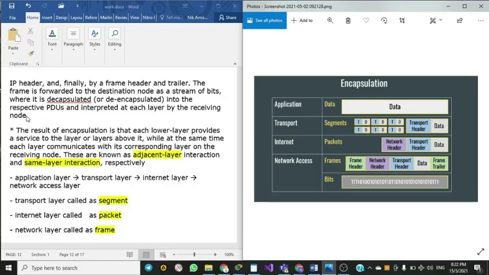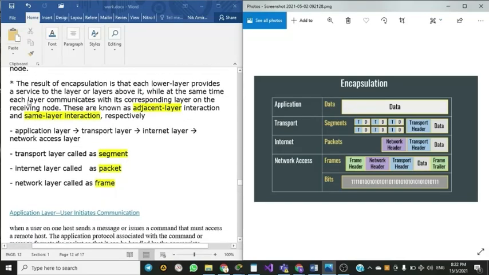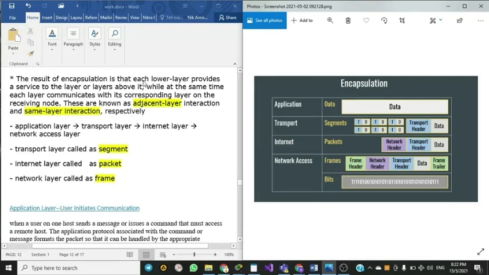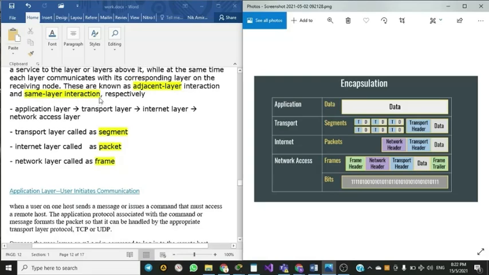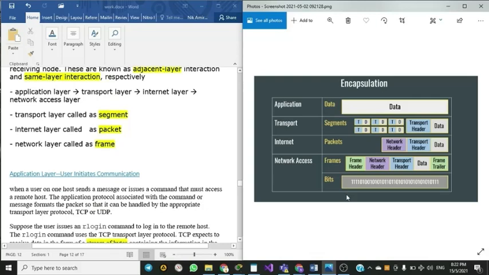This is the decapsulation process. The result of encapsulation is that each lower layer provides a service for the layer above it. At the same time, each layer communicates with its corresponding layer on the receiving node. They are known as adjacent layer interaction or same layer interaction respectively. So let's go down for the encapsulation. For decapsulation, we go up.